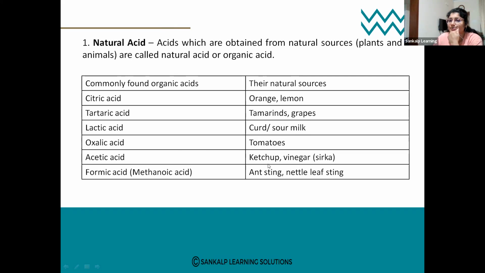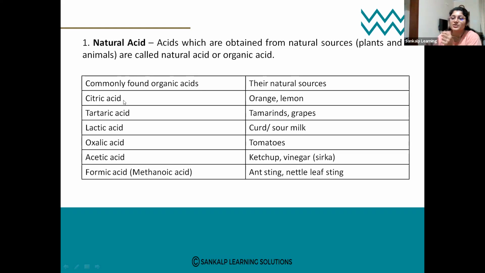In tomato ketchup or vinegar, so that it can be stored for a longer time, acetic acid is added as a preservative. Then in the ant sting and the nettle leaf sting, formic acid is present, that is methanoic acid. So these are the natural sources from where you obtain organic acids.